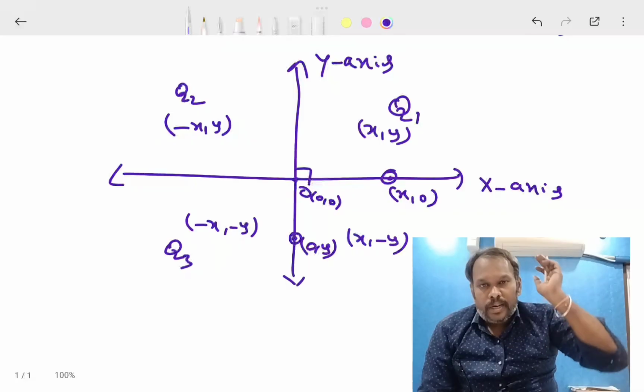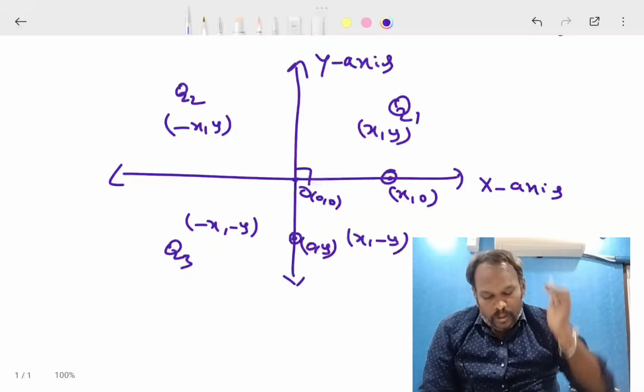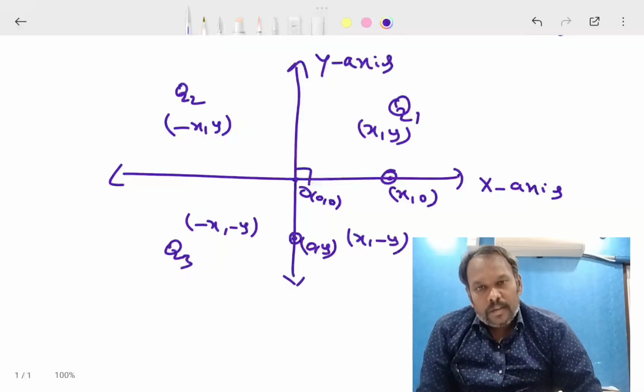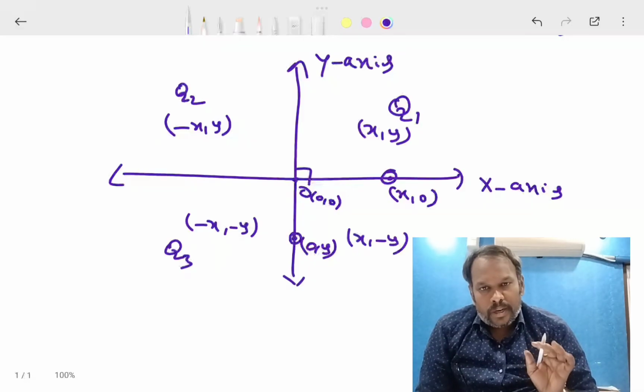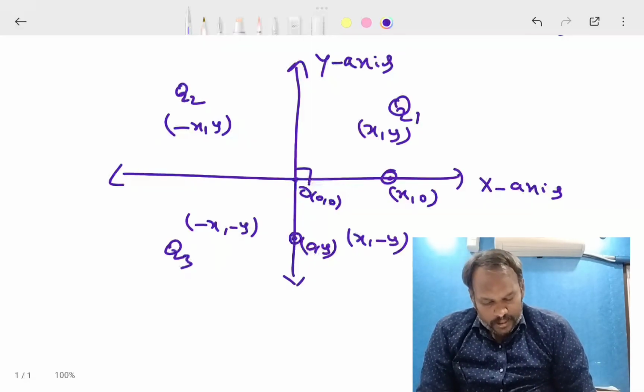And you have to identify, if they give a graph, you have to find the particular point. Locating the point also you have to practice.